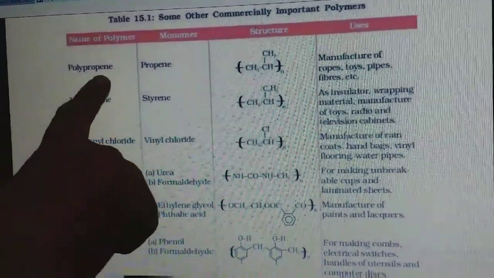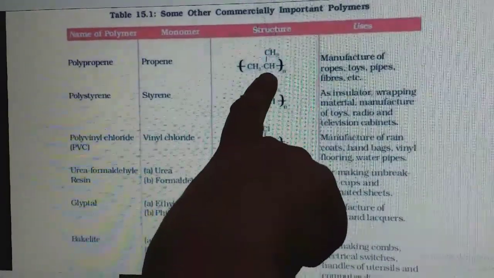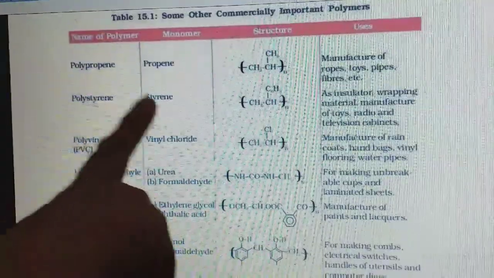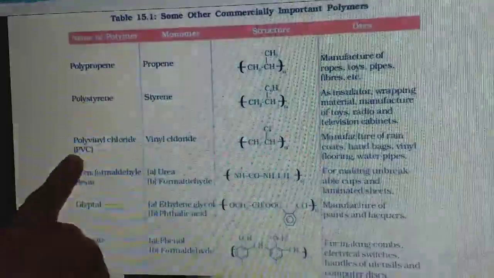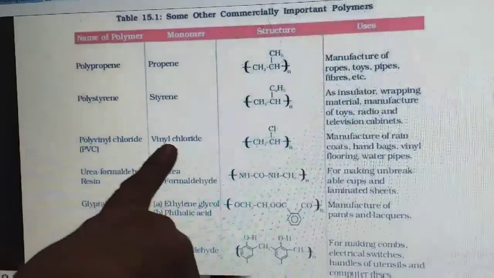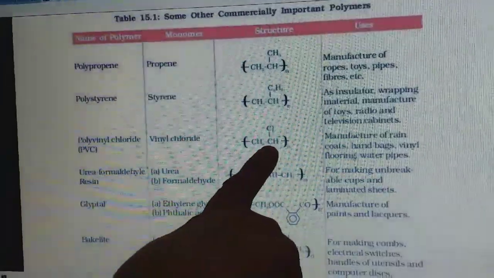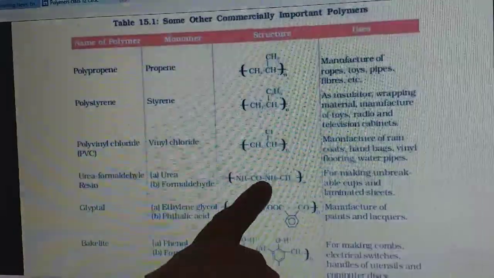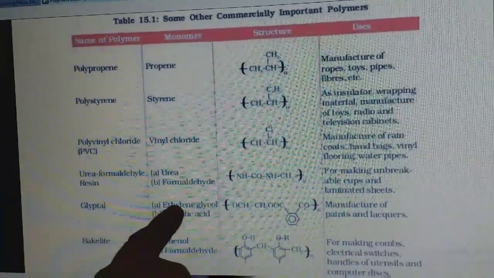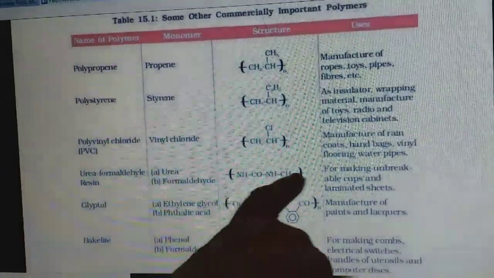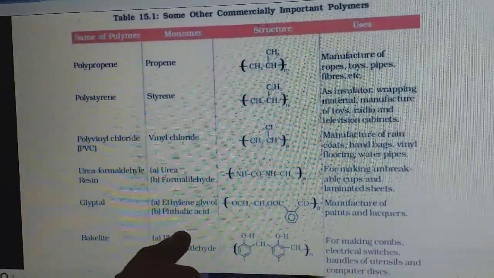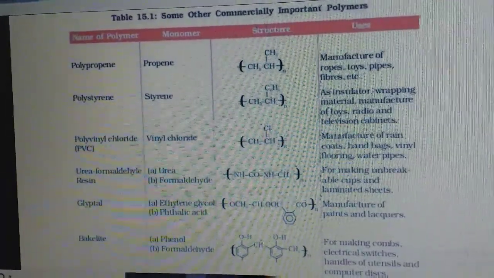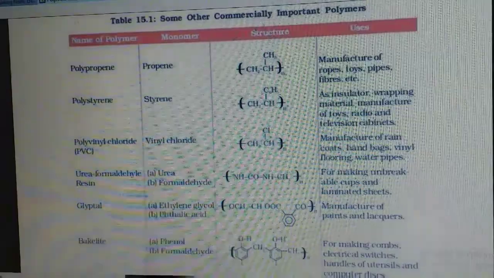And some other commercially important polymers are tabulated here. One is polypropene. Propene is a monomer and you get polypropene. Where it is used, you can go through this. Next, polystyrene. Styrene is the monomer. This we discussed already. Polyvinyl chloride. Vinyl chloride is a monomer and you get polyvinyl chloride. Urea formaldehyde. Urea and formaldehyde are monomers. This is your polymer. Glyptal, from ethylene glycol and phthalic acid, and you get a polymer. Bakelite, from phenol and formaldehyde. This we discussed already. And bakelite, the cross link you can draw.